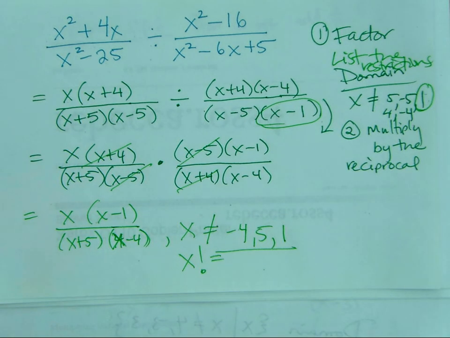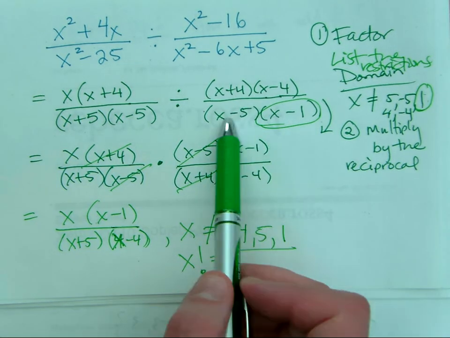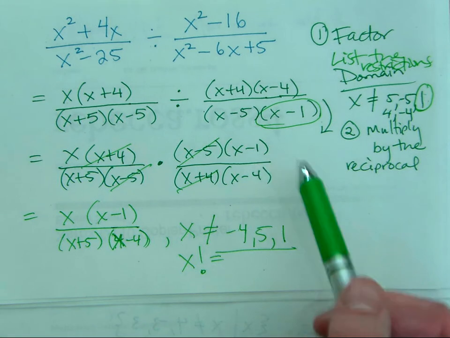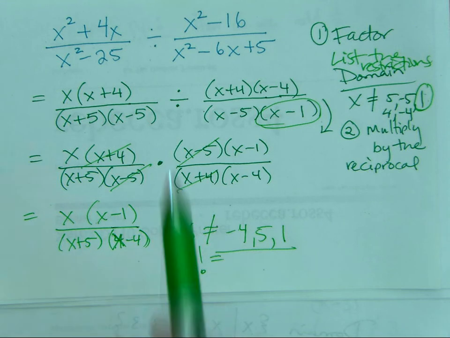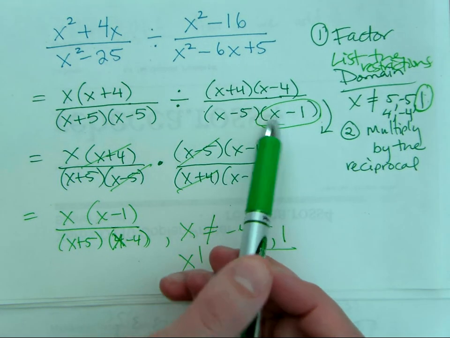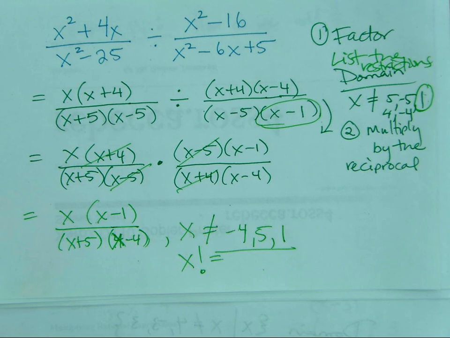Any questions on that? So the idea is that whatever started out to be a restriction on the domain and got flipped, it still has to stay a restriction on the domain because it couldn't have been used in the original problem. Okay? You're always flipping the second fraction.